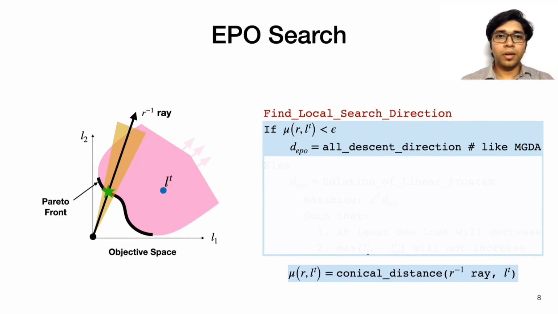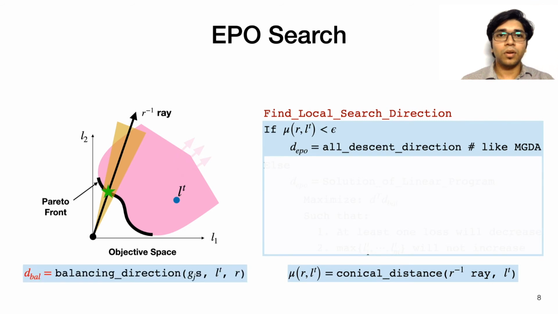But what to do when it is far. In this scenario, we first compute a balancing direction d_bal, which is basically designed such that moving against this direction will increase some loss values and decrease the others. This is kind of a balancing act.